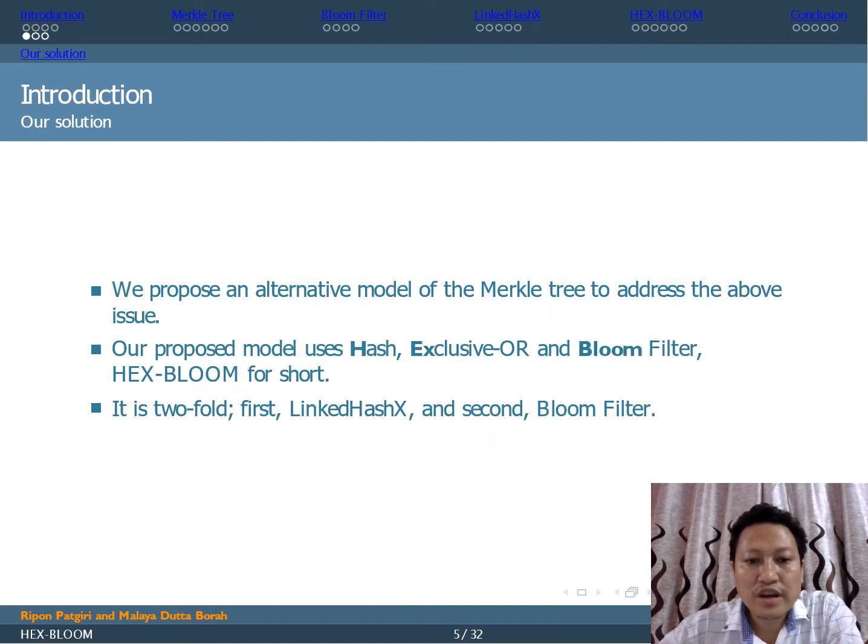We propose an alternative model of Merkle tree to address the above issue. Our proposed model uses HEX exclusive OR and Bloom filter. We term it HEX-BLOOM for short. We present it in two parts: first, the hex XOR, and second, the Bloom filter.